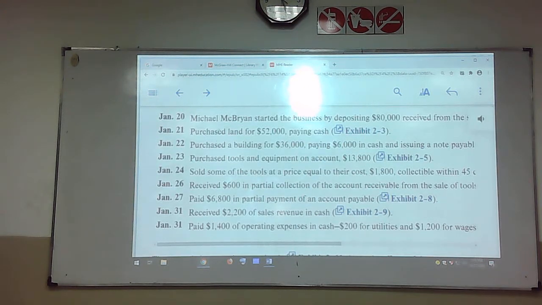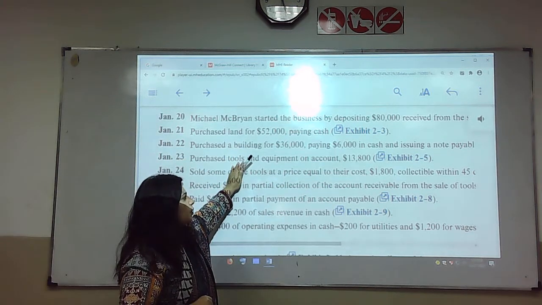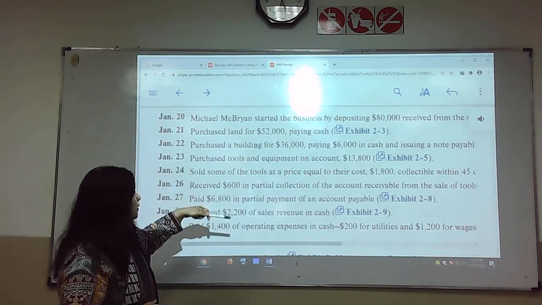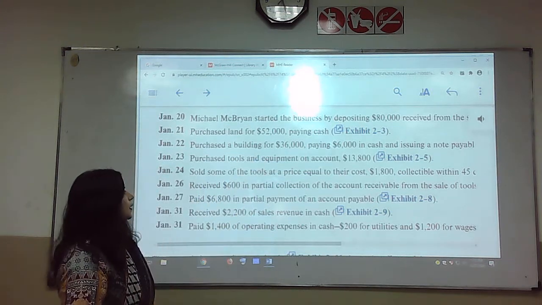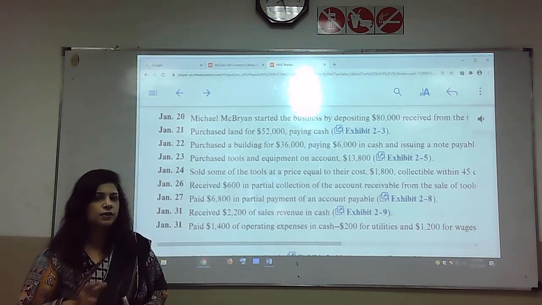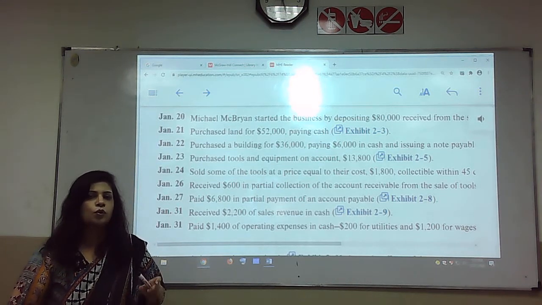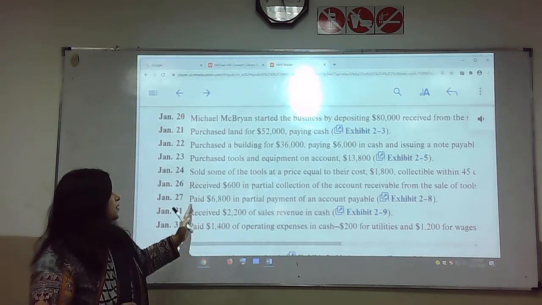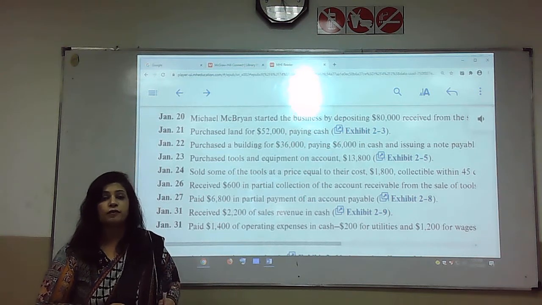Now for January 21st, purchased land. Let me just read a couple of them, then you can commit them to memory and then recall them. So you have purchased land for $52,000 and paying cash. Now be very careful in this. Had they not mentioned the word paying cash, you would not automatically assume that they paid cash. If they just say they purchased land, then you would assume that they did not pay any cash because they have not mentioned so.